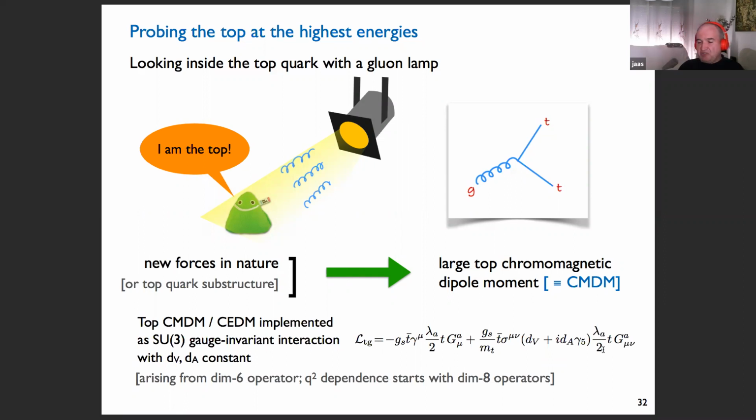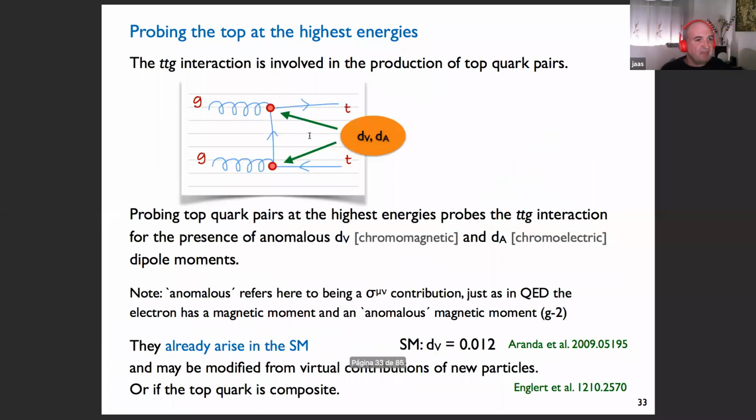Then what you are doing actually is, like I have the nice picture here, looking at the top and inside the top with a gluon lamp. The reason to look at it with a gluon lamp is the size of the coupling, which is strong, and the fact that you produce TT-bar pairs in gluon-gluon fusion at hadron colliders. So there is a great potential. If you have anomalous chromoelectric or chromomagnetic dipole moments, they enter in the production mechanism here twice.